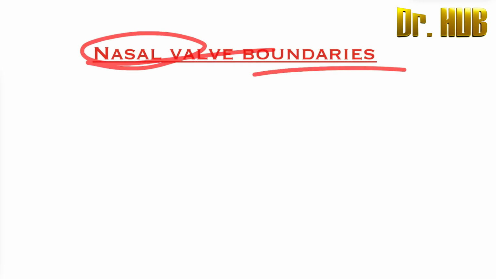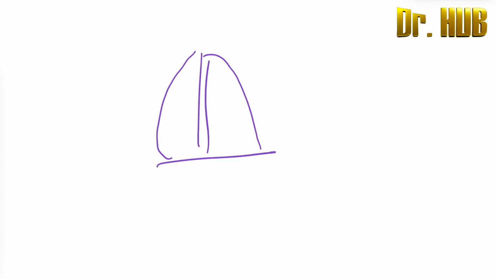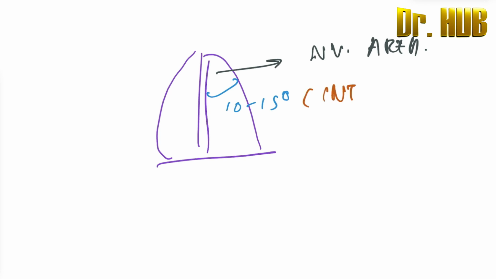Nasal valve, when you're looking at the boundaries. Before we move on, let's look at the diagram for easier understanding. So this is the nasal valve area. And here the angle, optimally, is around 10 to 15 degrees. And this is nothing but the internal valve angle.